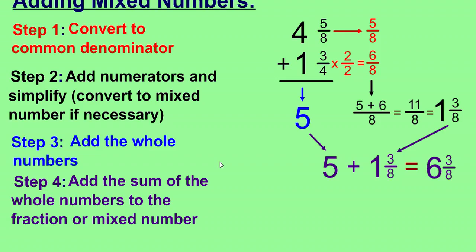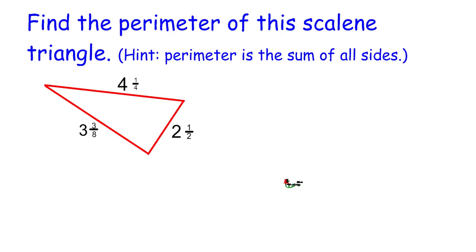Now let's try to apply some of those steps that we just learned. Here's a practice problem. Find the perimeter of this scalene triangle. If each of these are the length of the sides, we would say 4 1/4 units here, 2 1/2 units, and 3 3/8 units. Remember, perimeter is the sum of all sides. Go ahead and try this problem on your own, and then we'll see what you get.